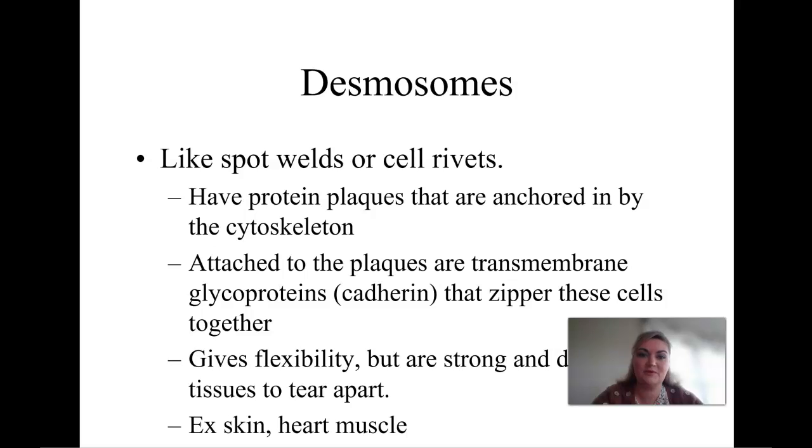Desmosomes are going to be good in keeping things together. They are going to act like spot welds or cell rivets. They're there with their protein plaques as well that are anchored in by the cytoskeleton. So you'll see cytoskeleton filaments that are attached to it. Attached to the plaques are transmembrane glycoproteins, or the cadherins, and these are going to act like zippers that kind of zip the cells together.